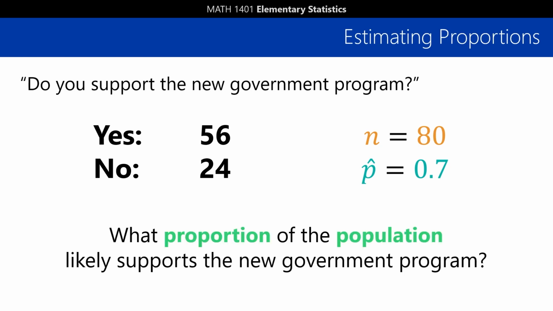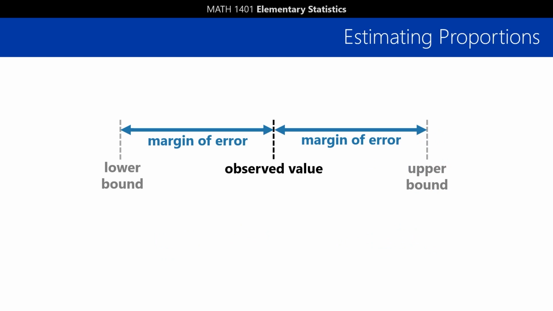Based on your results, what can you conclude about the population as a whole? What proportion of the entire population likely supports the program? It may be 70%, just like your sample, but it could easily be just a little bit higher or lower. The amount we think we might be off by in either direction is called the margin of error, which is something you often see if you look at just about any respectable poll or survey.